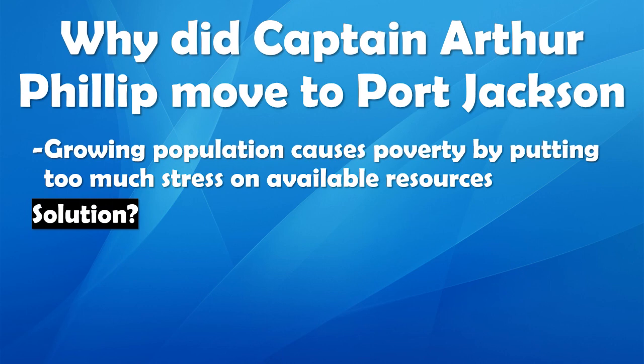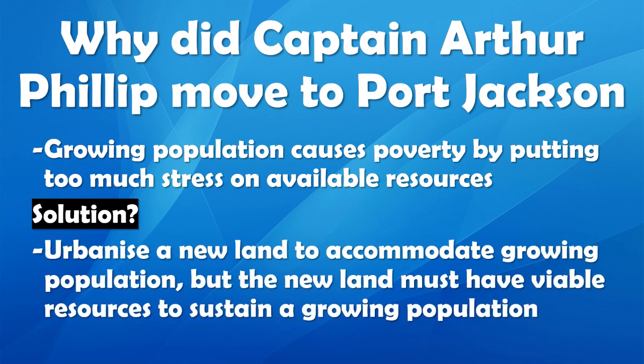So the solution was to urbanize a new land to accommodate the growing population, but the new land must have viable resources to sustain a growing population. So to recap, in London they realized there are not enough resources for all these people, the population is getting out of hand, poverty is exploding, people are committing a lot of crimes, and the resources cannot manage. So let's find another place, urbanize that area, so there's less pressure on our resources.